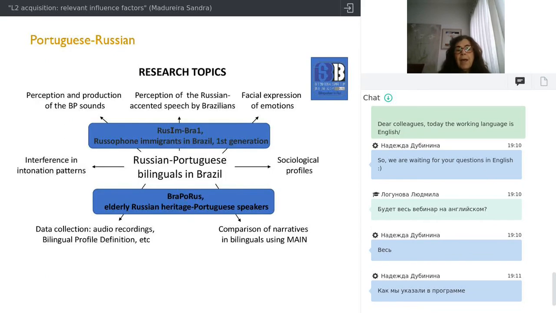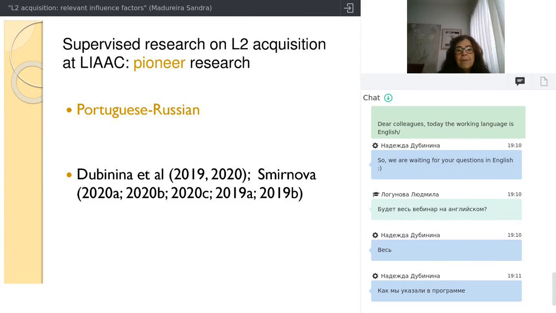Now, we also have, let me show you, a new line of investigation that is supervised by me, and it's on Portuguese and Russian. And this is done by my postdoctoral student, Ana Smirnova. And this is a very pioneer research in Brazil, taking these 2 languages, Portuguese and Russian.